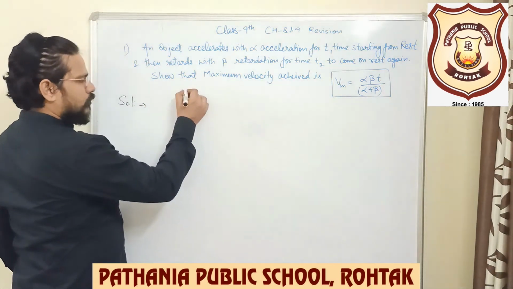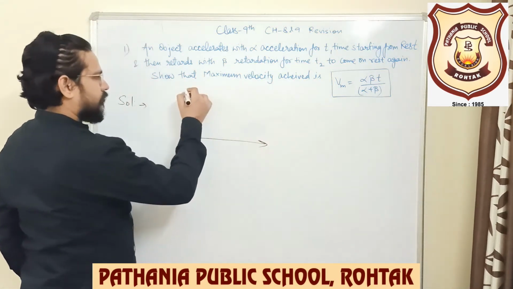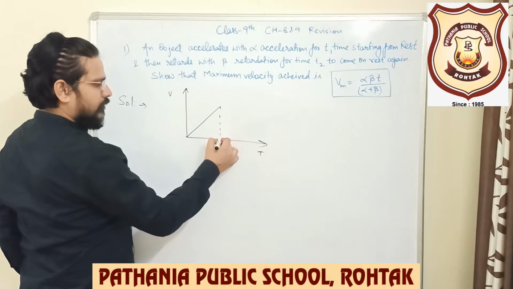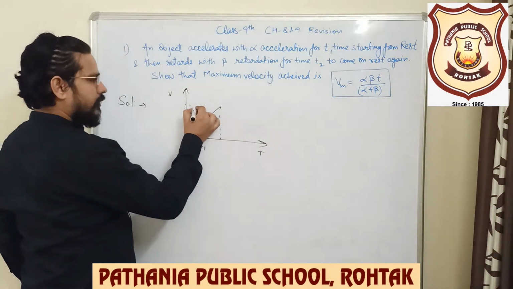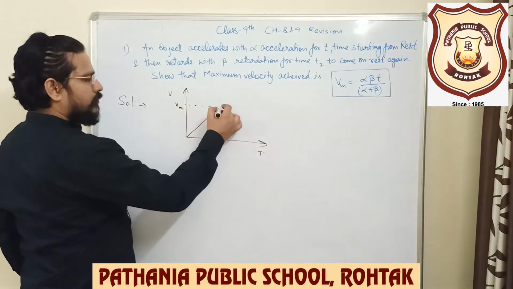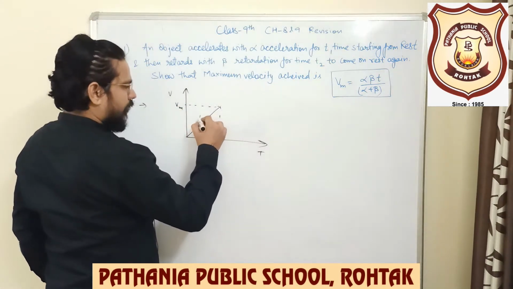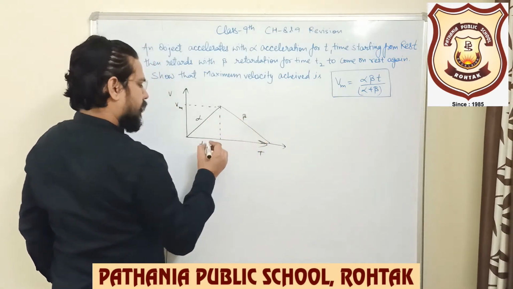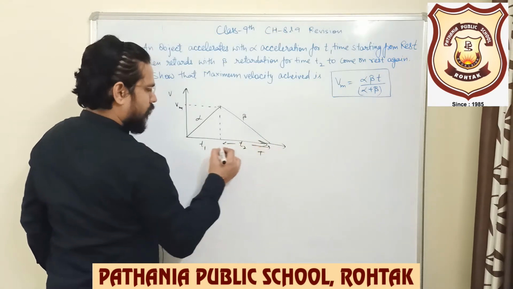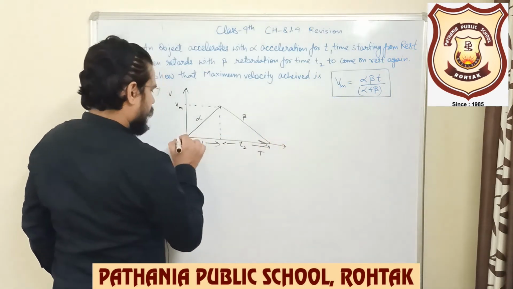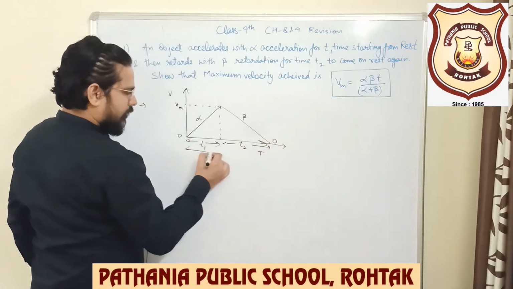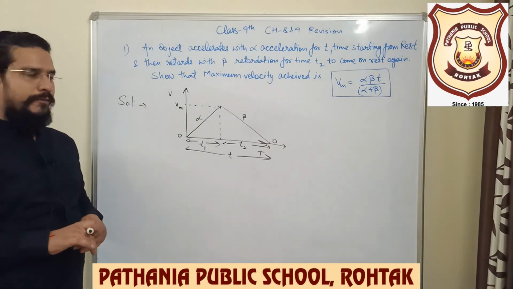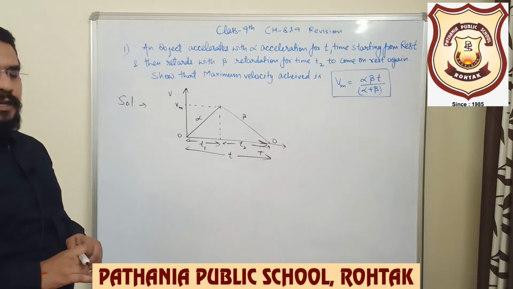We know that if we draw the velocity time graph of the particle, it is accelerating for t1 time with alpha acceleration, then the maximum velocity achieved by the object, let it be Vm. Then it retards with beta retardation for time t2 and it again comes to rest at zero velocity, and the total time is t, that is t1 plus t2. So that is the velocity time graph. It is for your reference. It is not mandatory to draw this graph for solving this question.